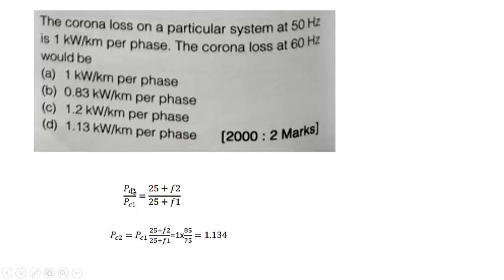So it's very simple, because we know that PC, that's corona loss, is proportional to 25 plus F. So I have written it for two different frequencies, that PC2 by PC1 will be equal to 25 plus F2 divided by 25 plus F1. So PC2 will be equal to PC1 into 25 plus F2 divided by 25 plus F1, 1 into 85, that is 60 plus 25, where F2 is 60. So 85 divided by 75, that is 1.134 kilowatt per kilometer per phase. So the answer will be D.